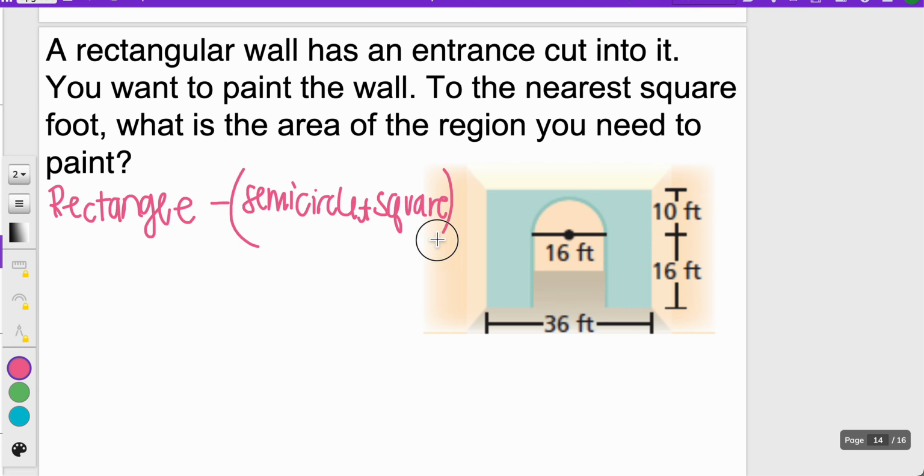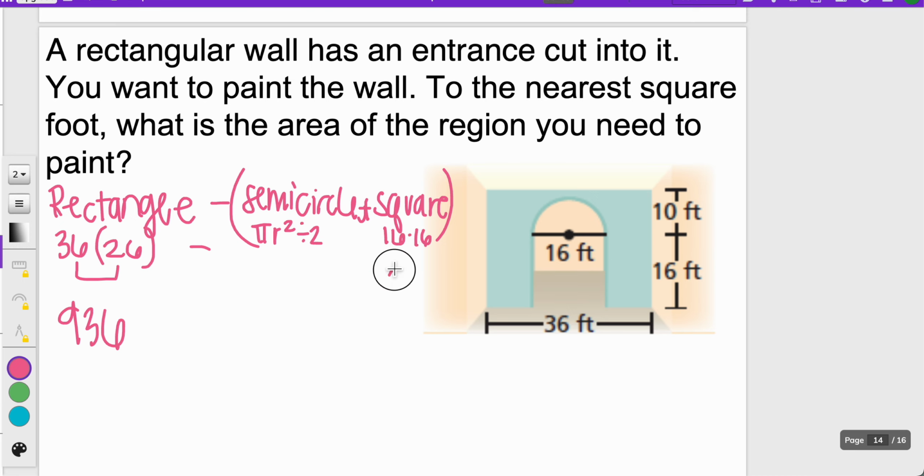Okay, so let's start with the rectangle first. Rectangle is 36 by 26, because I just added that 10 and 16. That's going to give me 936. Then my semicircle, I can find that by doing pi times radius squared, but then divide by 2 since it's half. And then that square is just 16 by 16. So I know 16 by 16 is 256, but 3.14 times 8 squared divided by 2 is 100.48.